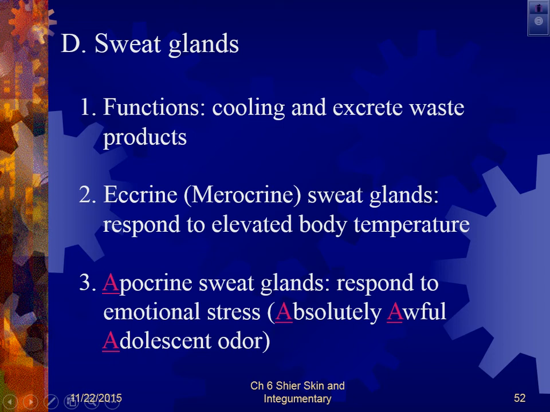So there are two sweat glands. They're for cooling and excreting waste. The eccrine, or American sweat gland, responds to elevated body temperature, and the apocrine sweat glands respond to emotional stress.